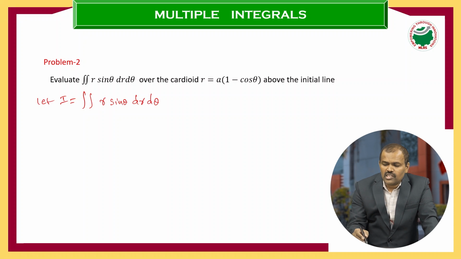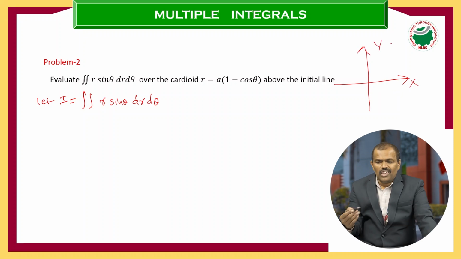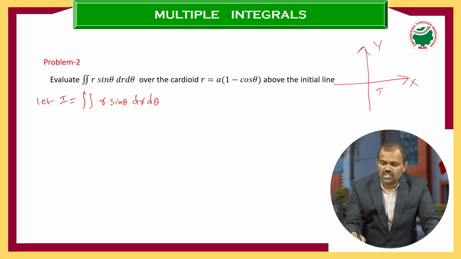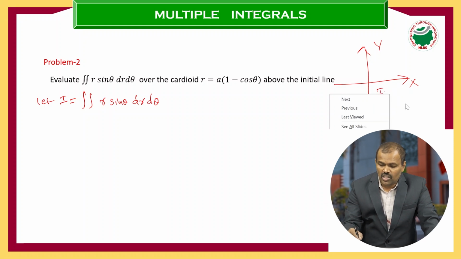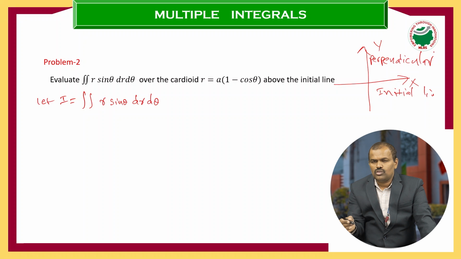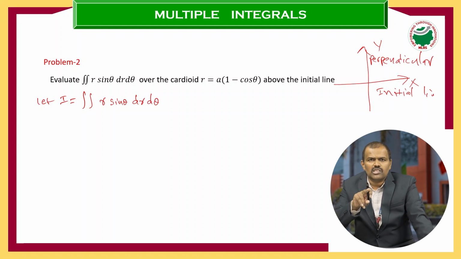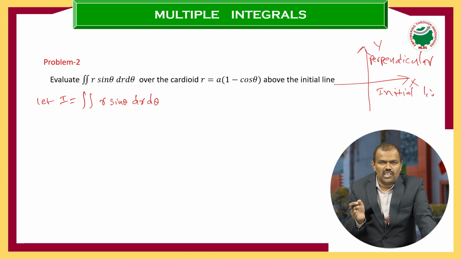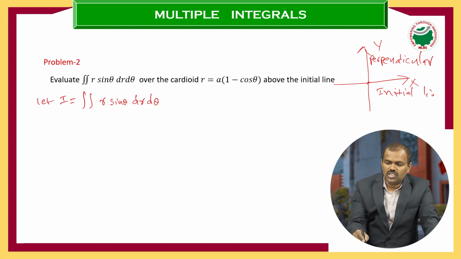Here are the x-axis and y-axis. Generally in Cartesian form, these are called the x-axis and y-axis, whereas in polar form the names are changed: the x-axis is called the initial line, and the y-axis is called the perpendicular line. And in Cartesian form this point is called the origin, while in polar form it is called the pole.